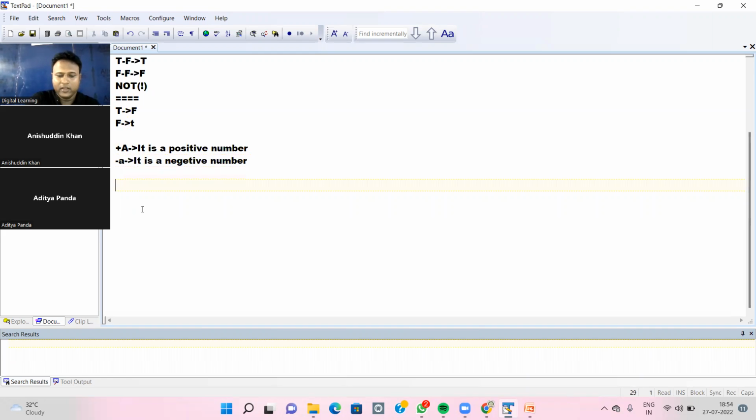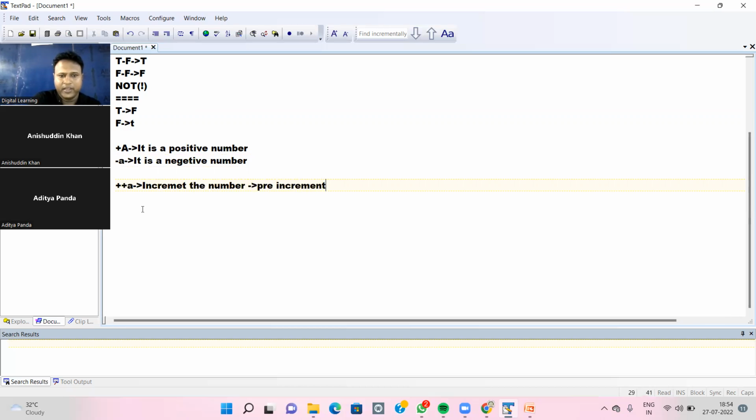When I write plus plus a, it means increment the number, and it is called the pre-increment. If I write a plus plus, it is called the post-increment. Pre-increment means first increment.